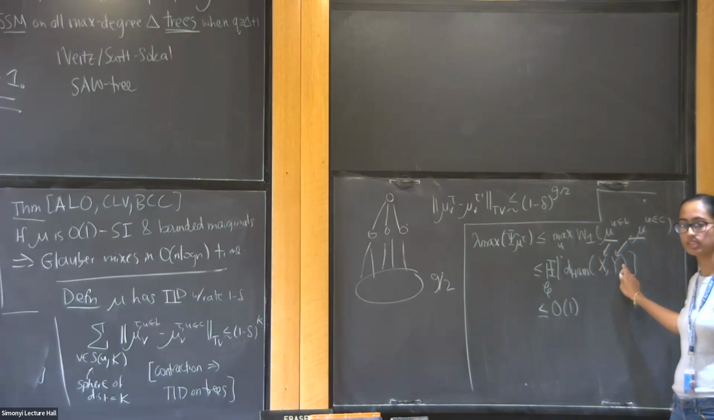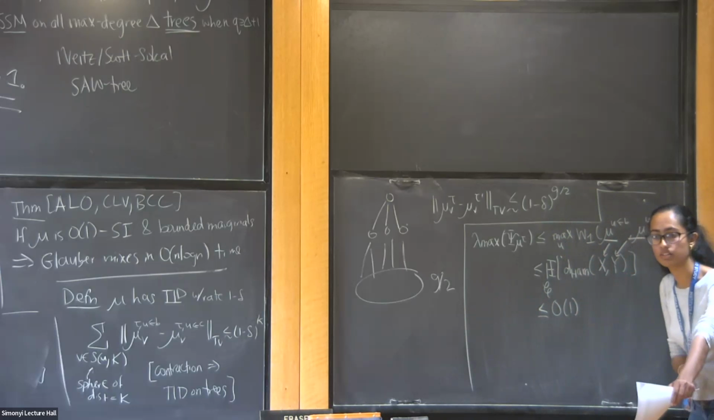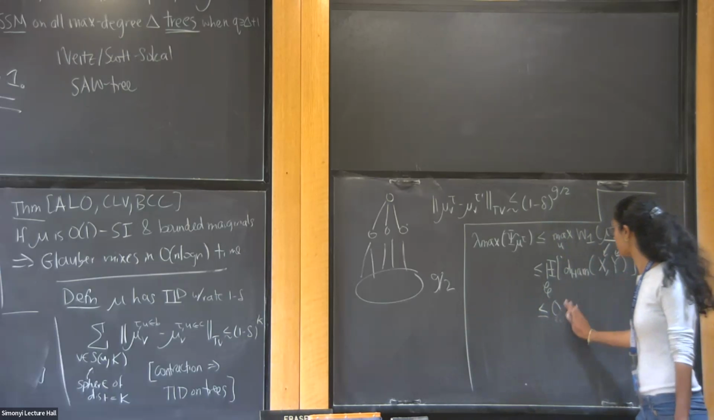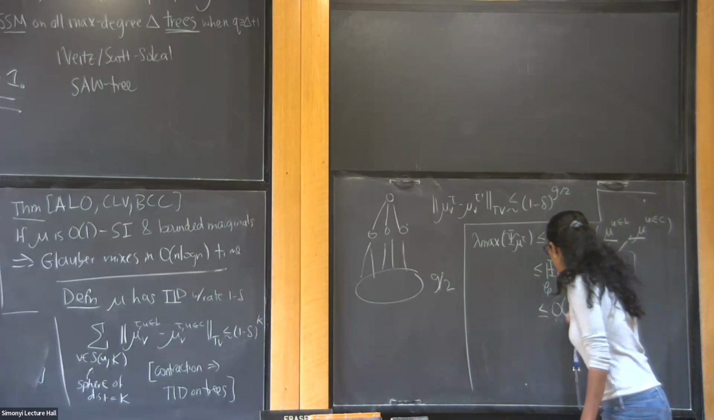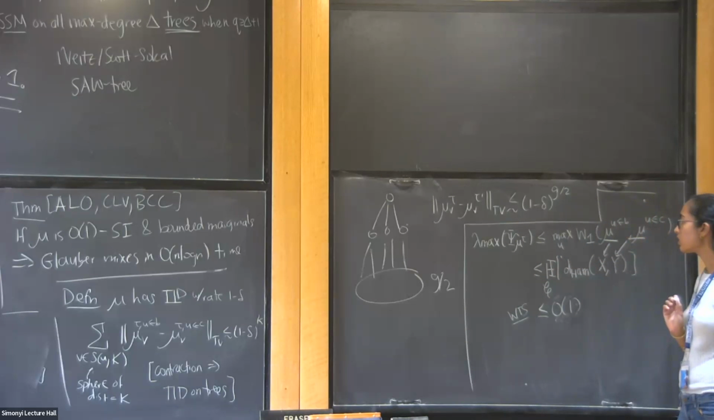I take two couplings. If I sample from them, I'll just get some coloring. So I'll just count how many vertices these two give me different colors on. And this is what we want to show. We want to show this is big O(1). Okay. And so the way that we actually prove this is we use a recursive coupling.